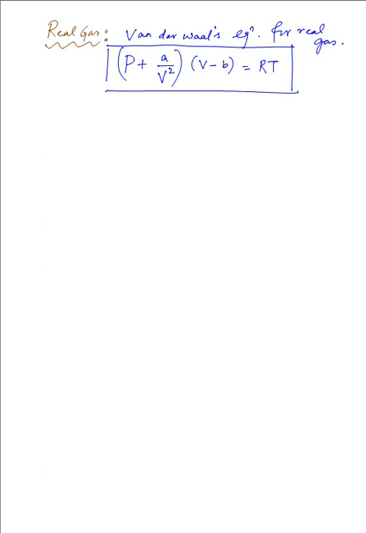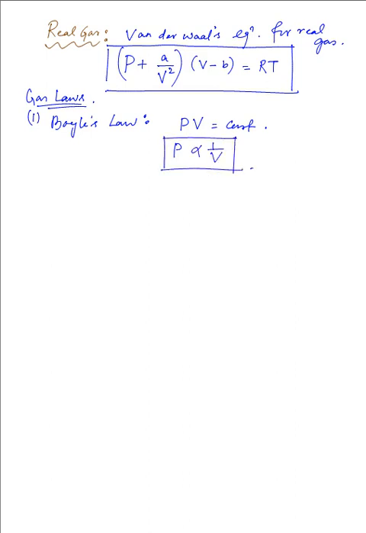Now we can discuss the gas laws. First up, we have Boyle's law, which deals with the variation of the pressure with volume of a gas when the temperature is kept constant. So it states that pressure times volume is constant. This is the result of the equation. Actually, the pressure is inversely proportional to the volume when we have kept the temperature constant.